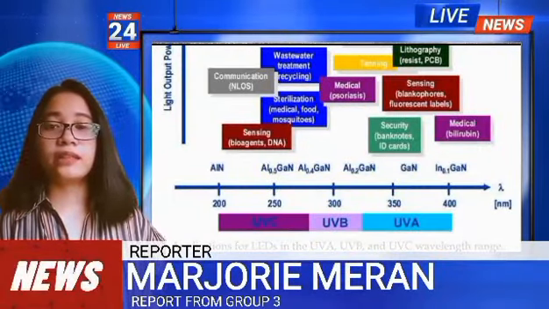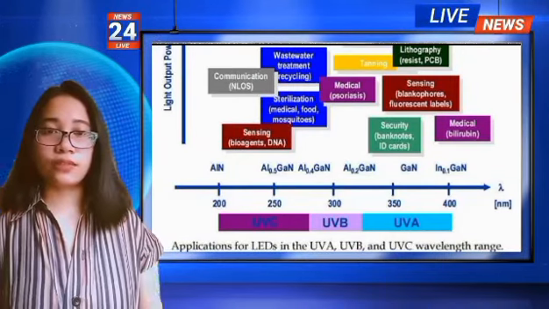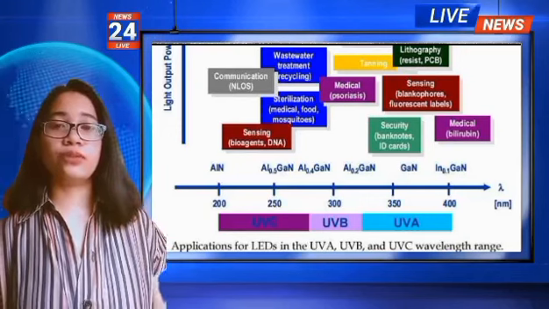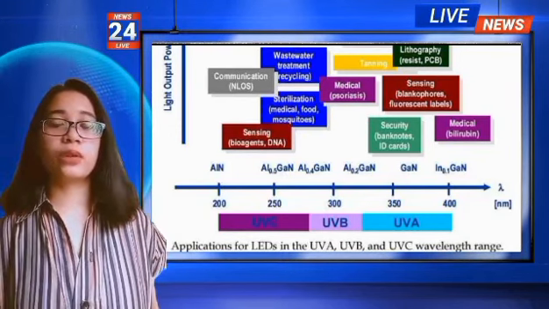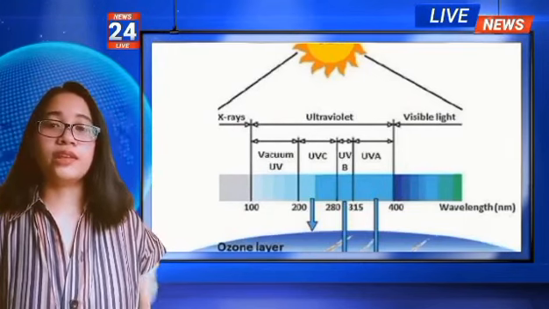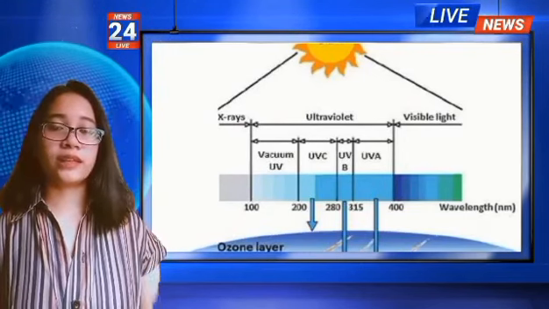Last but not the least one, the strongest, UVC. UVC is the shortest wavelength of the three forms of UV. The shorter the wavelength, the more harmful the UV radiation. However, lucky for us, UVC is unable to penetrate Earth's atmosphere.